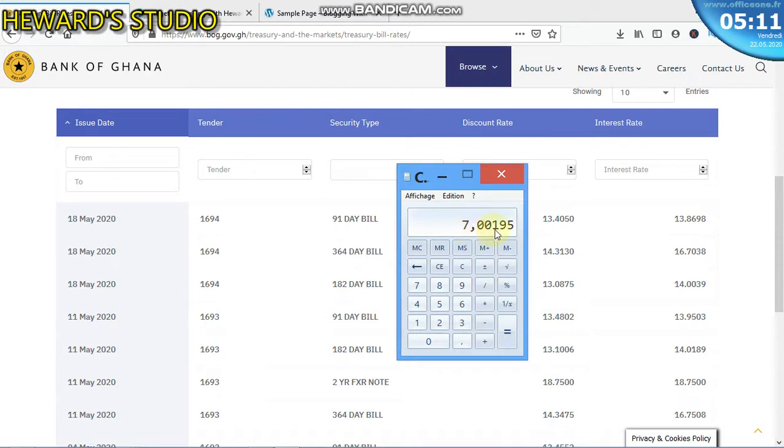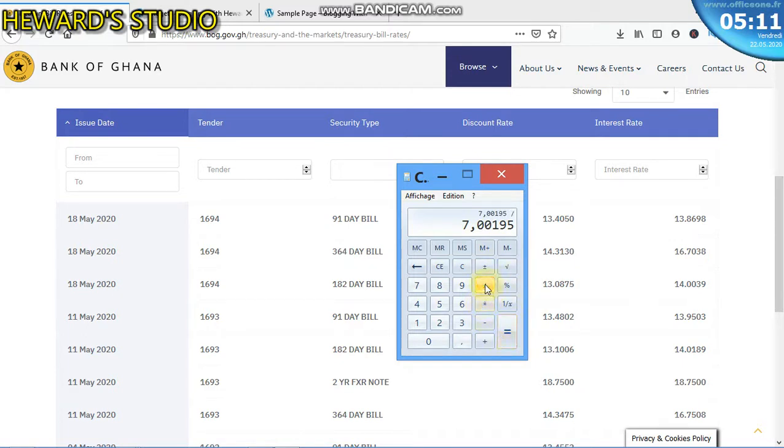7.00195. Now, I just hope that you have a book there to record all this, and then if you decide to invest this week, you exactly know the interest rate that you are getting. Now, let's say that you decided to invest 5,000 this week in the 6-month treasury bill. How much are you getting? First you need to get to know the interest that you are getting on your money.